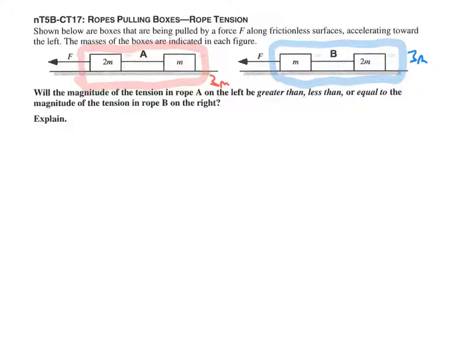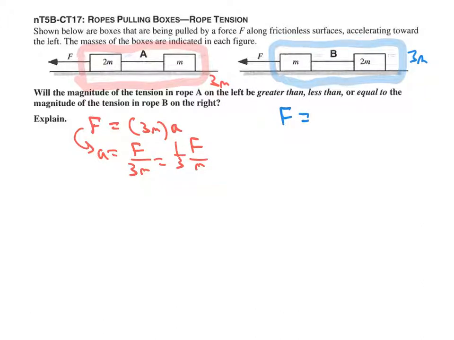Now, if we look at the acceleration on the left, we have a total force of F equals a total mass of 3m times a, which implies that the acceleration of that red box would be F over 3m, probably more likely written as 1/3 F over m. And if we're looking over here, we again have a net force of F on the blue box with a total mass of 3m times its acceleration. And so its acceleration turns out to also be 1/3 F over m.